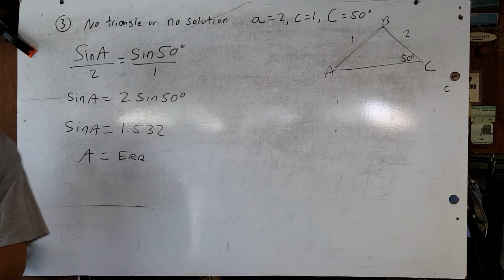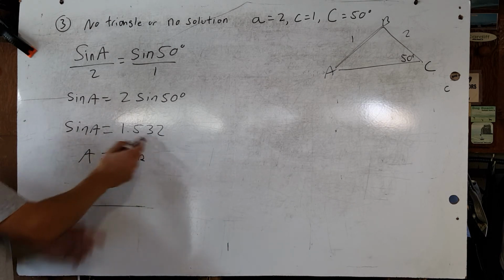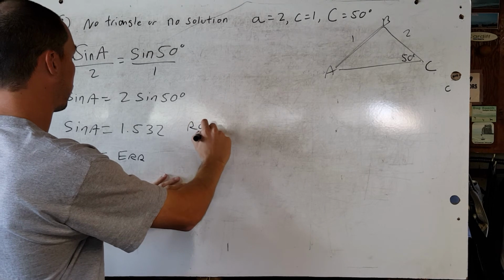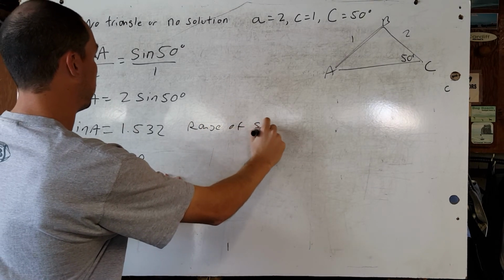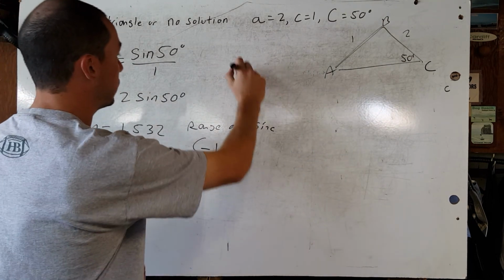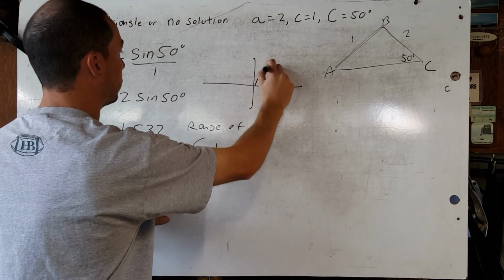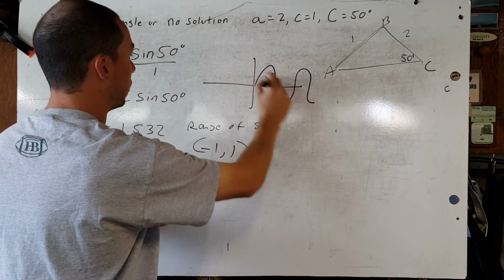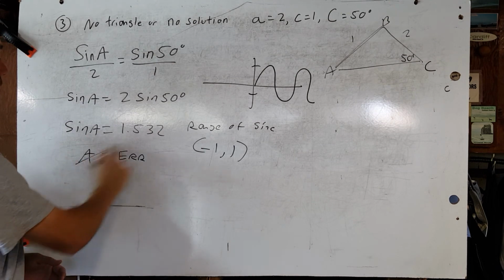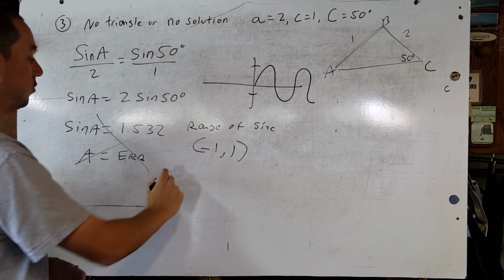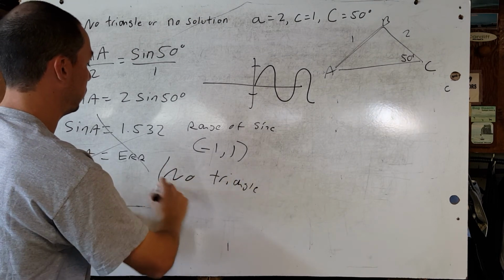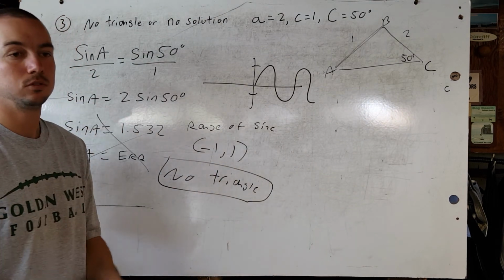No. You're saying the sine of some angle is 1.532, and you say, oh, that's ridiculous. The range of sine is -1 to 1. It must be between -1 and 1. Here's the graph of sine. Goes up to 1, down to -1, up to 1, down to -1, and so on. So the sine of some angle cannot be bigger than 1. There is no triangle, no solution. No triangle. Or impossible triangle.